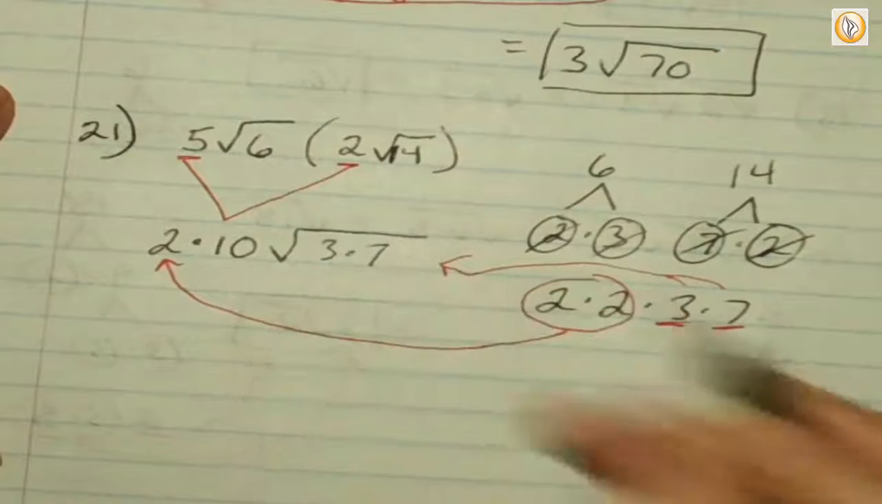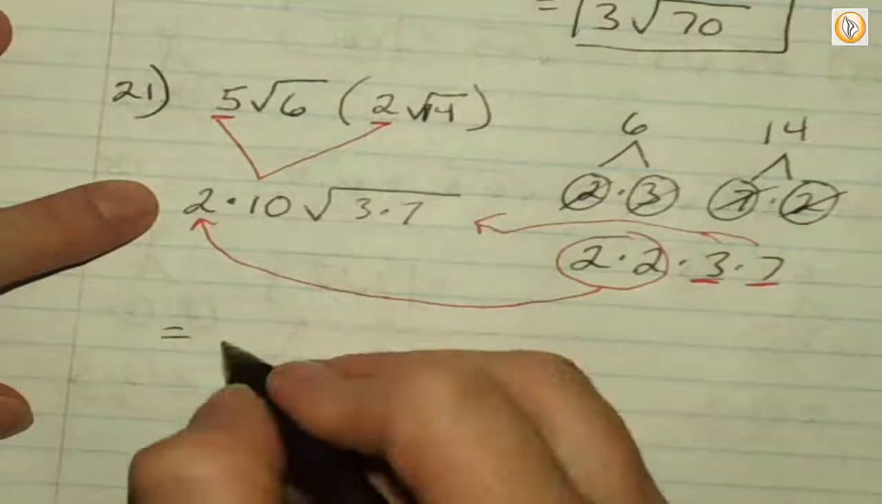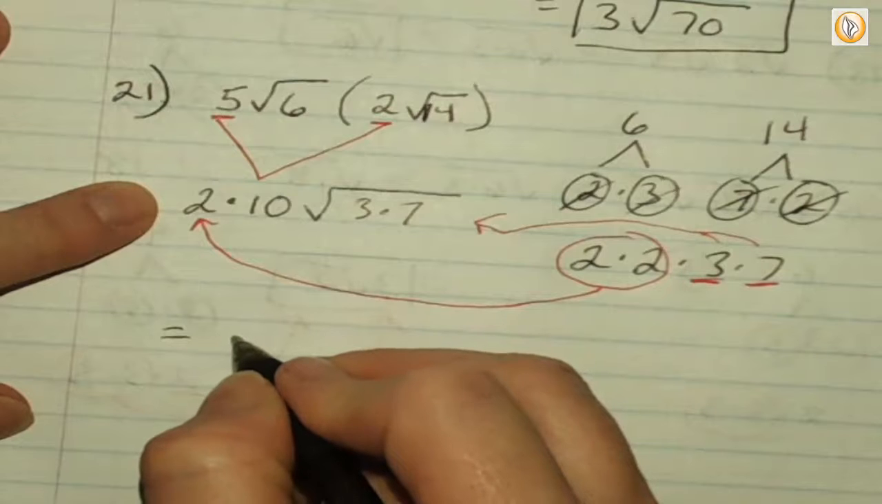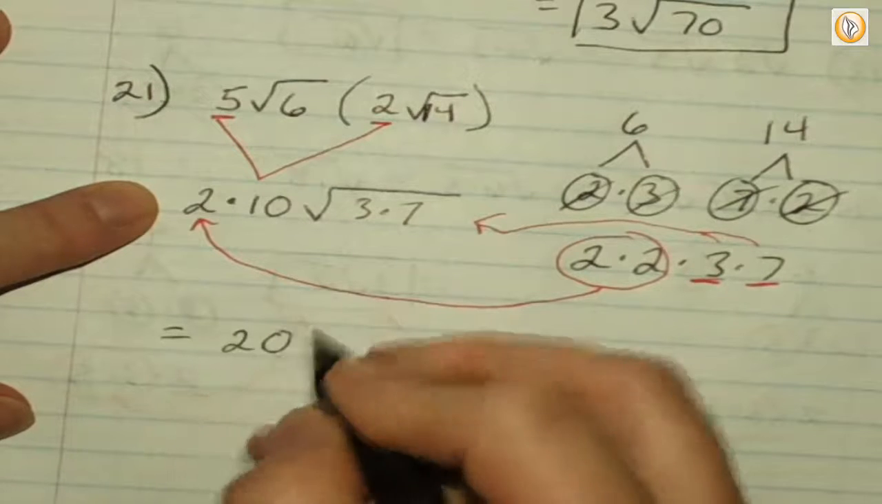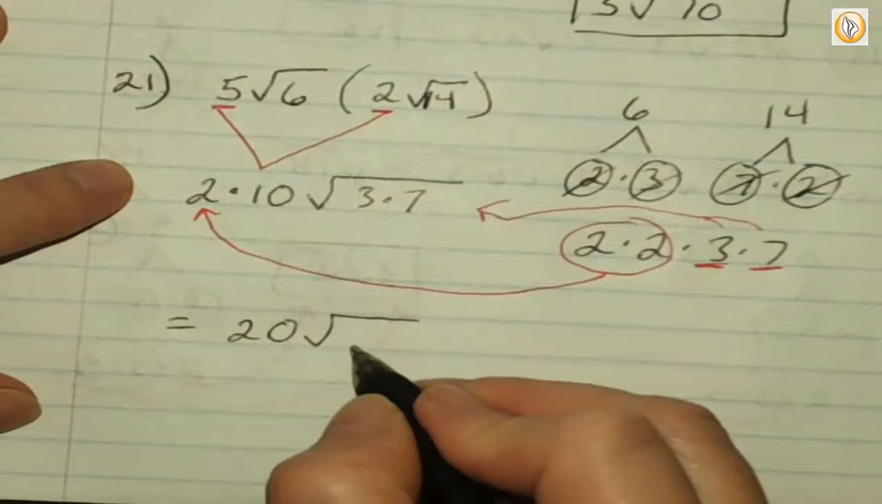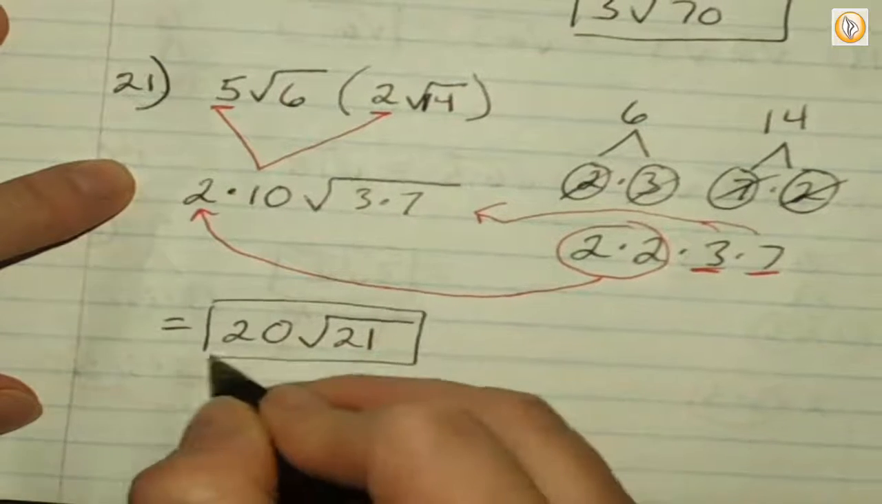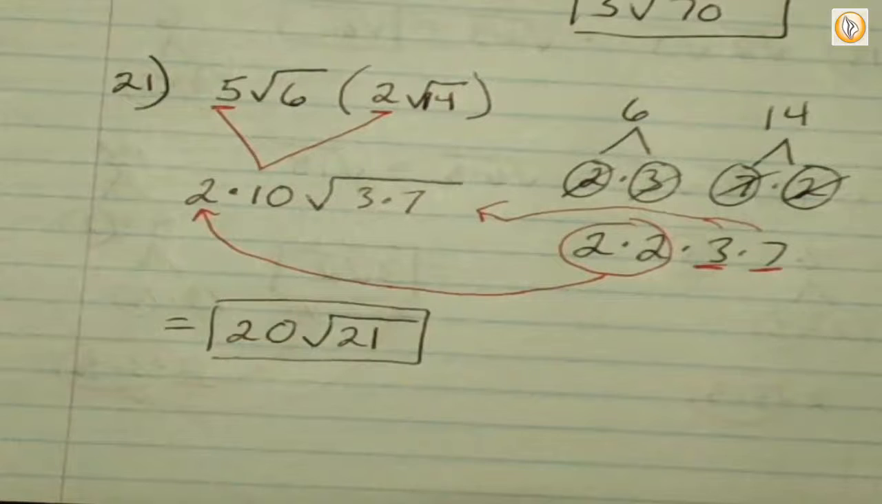3 times 7. So the answer is 2 times 10 is what, Emily? 20. And 3 times 7 is what, Michaela? 21. And there's your answer. 21. That's what I was thinking of.